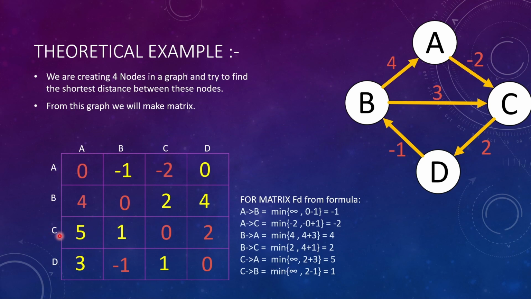Now we will go from C to B. C to B was previously infinity here, so we will go via D. First we will go from C to D here, which is 2, and after that we will go from D to B, which is minus 1. So effectively it will be 1, which is lesser than infinity. So 1 gets updated here.